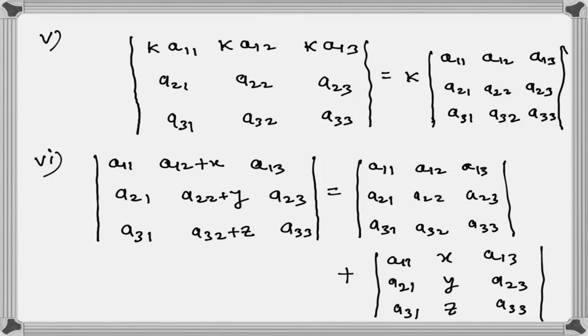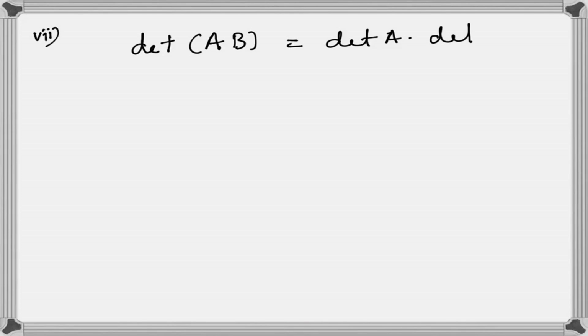So the seventh property is the determinant of a product of two matrices. Suppose A and B are both square matrices of order n. Then the determinant of AB is the determinant of A times the determinant of B. So these are some properties.